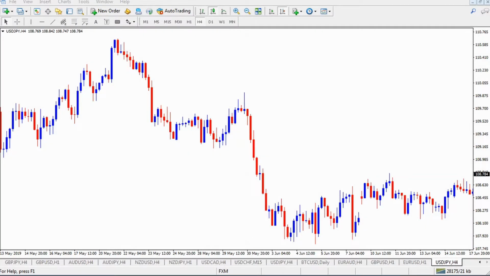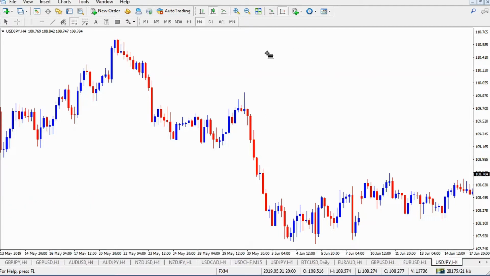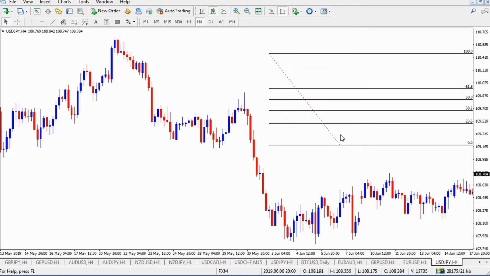So I've got a basic chart here. Now we're going to find this on any time frame, on any chart. So let's throw on a Fibonacci retracement tool. And I'm going to just drag and drop. Now this is your standard Fibonacci retracement tool. And we've got the top, we've got the bottom, and these different retracement levels inside of the tool.